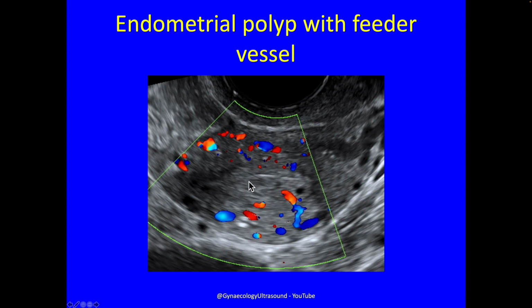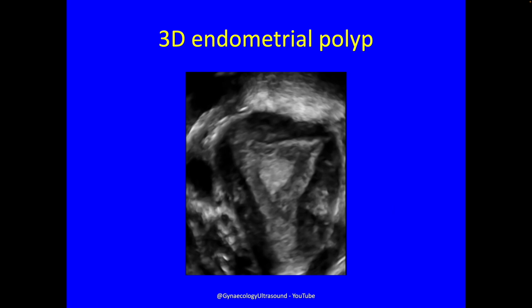Always look, if you see something in the endometrium, look for a feeder vessel. If there's a feeder vessel, it'll be a polyp. If there isn't a feeder vessel, it can still be a polyp, but it might help. And 3D can be very useful if you're just not quite sure what you're looking at. This is a 3D, again in the coronal plane, uterine fundus, endometrial fundus, and this is a lesion in the cavity, hyperechoic. It's an endometrial polyp.